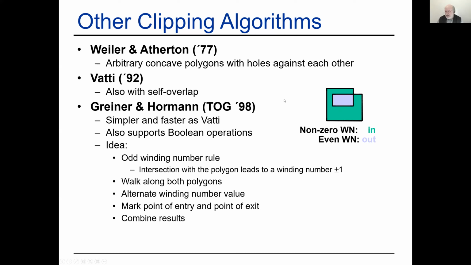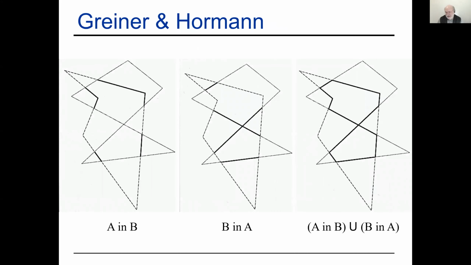So that's coming up. The final algorithm that I'm aware of, there might be others, is by Greiner, Günter Greiner, and Kai Hormann. Greiner was a professor at Erlangen University, where I did my PhD while I was still there. And Kai Hormann is now a professor in Switzerland. He was a PhD student at the time, and they figured out that there's even a simpler and faster way to handle with these general polygons than was presented with Vati. And it also supports Boolean operation.